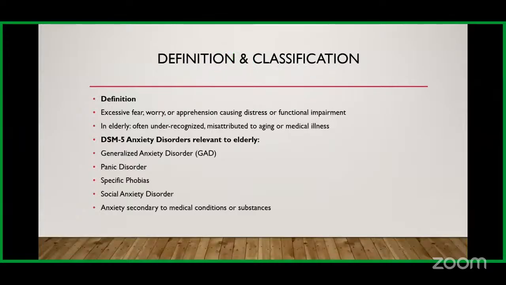So, what is the definition and the classification? The definition of anxiety is apprehension causing distress or functional impairment. In elderly, it is often underrecognized or misattributed to aging or other medical illnesses. The DSM-5 anxiety disorders relevant to elderly are generalized anxiety disorder, which is the most common, panic disorder, specific phobias, social anxiety disorder, and finally anxiety secondary to medical conditions or substances.